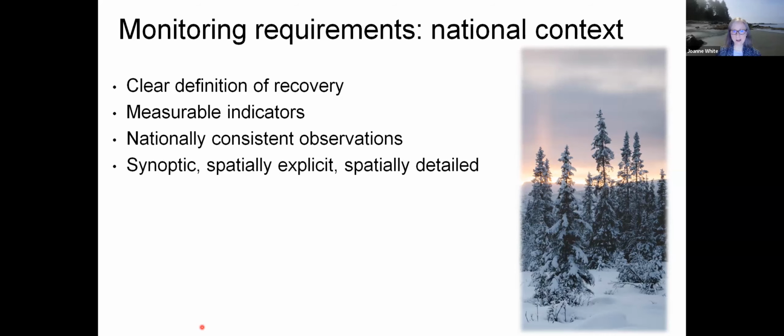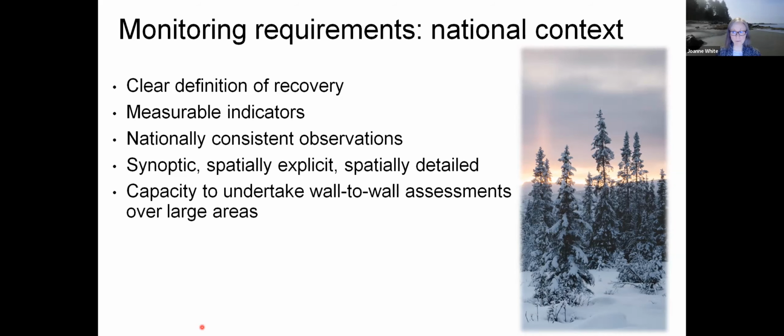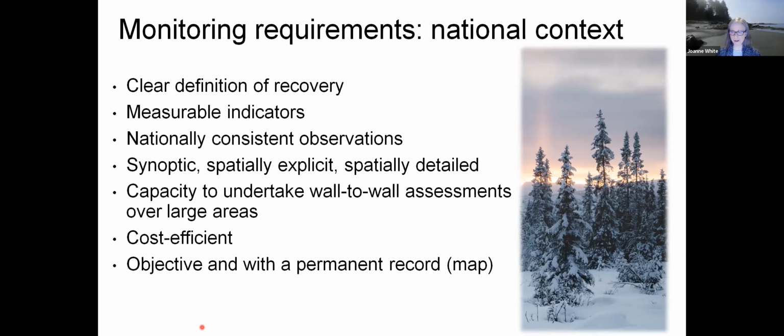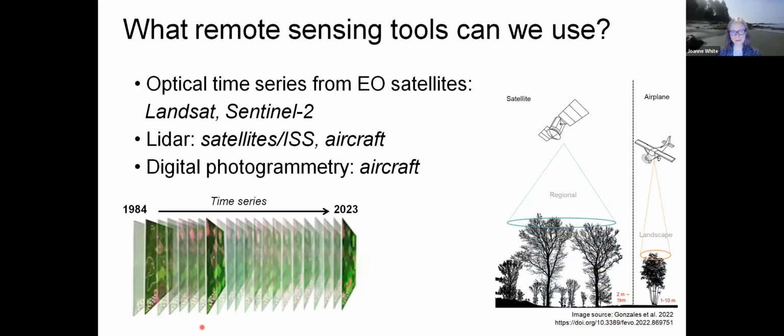We also want data that's synoptic, spatially explicit, and spatially detailed to the extent that we're able to capture anthropogenic impacts on the landscape. We want the ability to undertake assessments of recovery that are wall-to-wall over large areas. Whatever we do needs to be cost efficient, obviously. And the key is that we want an objective assessment that's not subject to shifting baseline syndrome. And we want a permanent record, ideally some kind of map that shows us where forests are recovering and where they're not.